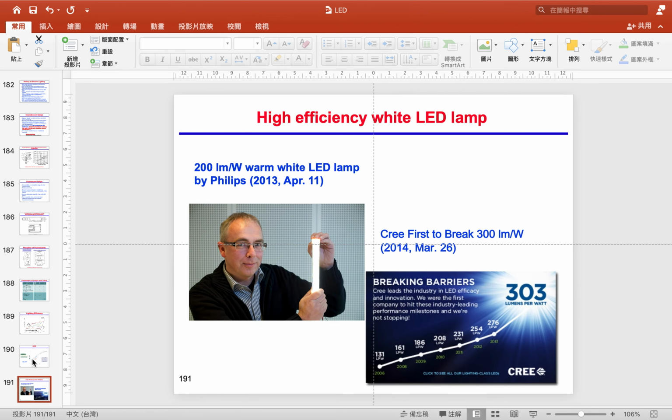And about 7 years ago, in lighting, the efficiency of the white light LED achieved over 300 lumen per watt. So it's a real breakthrough. Okay, so I think that is chapter 5, LED.